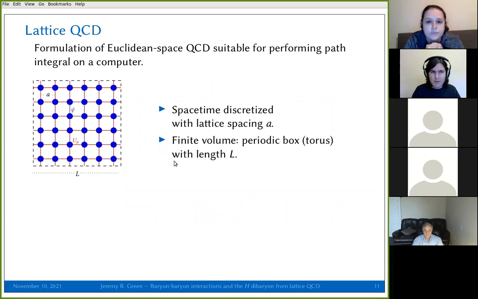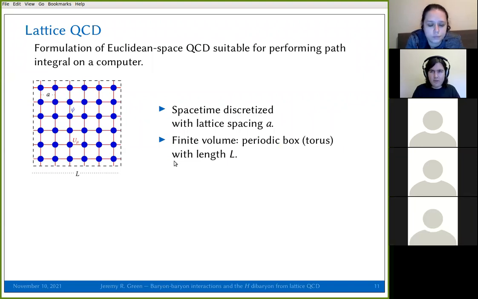Okay, so the tool that I use is lattice QCD. It's a way of formulating QCD in Euclidean space so that you can do the QCD path integral on a computer. The two important scales are little a, the spacing between the lattice points for your discretized spacetime, and L, the length of the periodic box. This is the torus.